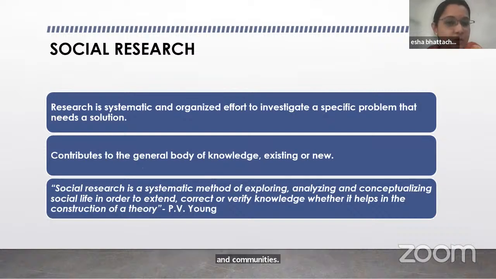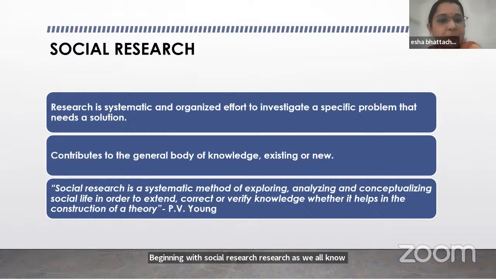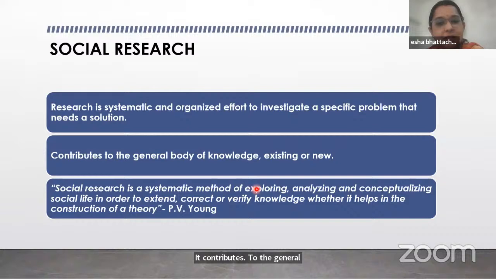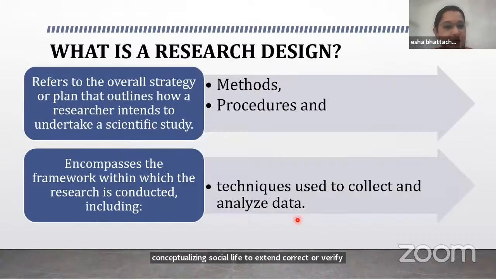Beginning with social research. Research, as we all know, is a systematic and organized effort to investigate a specific problem which needs a solution. It contributes to the general body of knowledge which is either existing or new. Social research is a systematic method of exploring, analyzing, and conceptualizing social life to extend, correct, or verify knowledge, whether it helps in the construction of a theory.